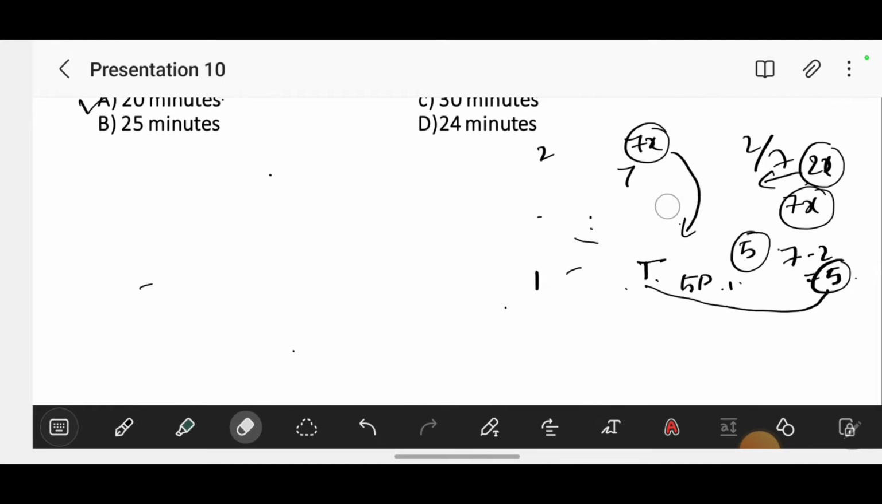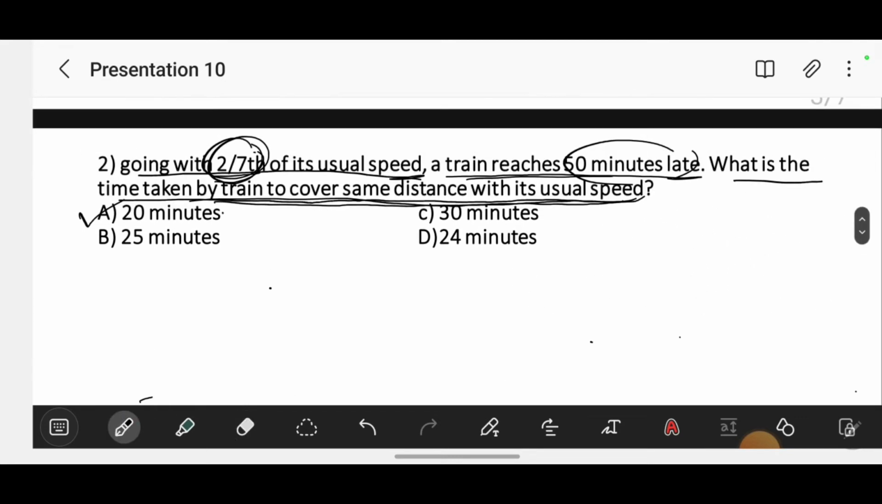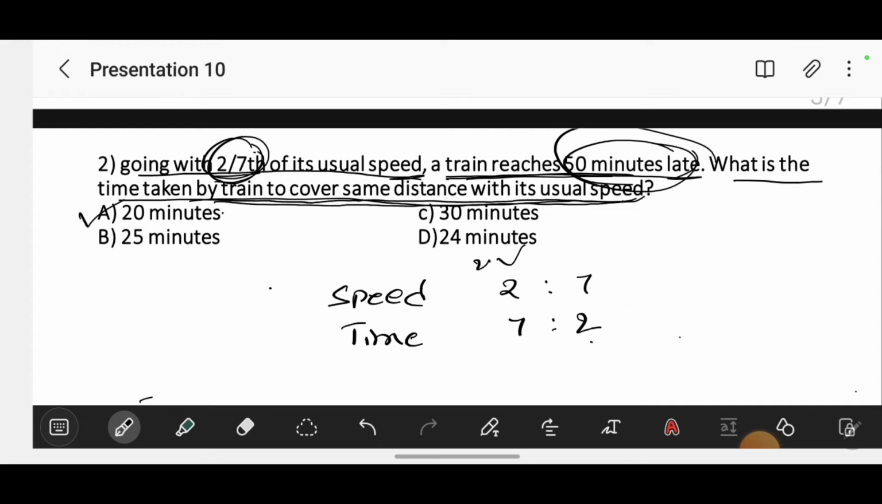Listen to the concepts carefully, guys, so that you can crack any exam. Okay, let's discuss it again. Take speed and time. Speed is 2 is to 7, so time becomes 7 is to 2. And he says a train reaches 50 minutes late when it is going with 2 by 7th of the speed. That means when it is going with 2x speed, it is 50 minutes late. That means t plus 50.